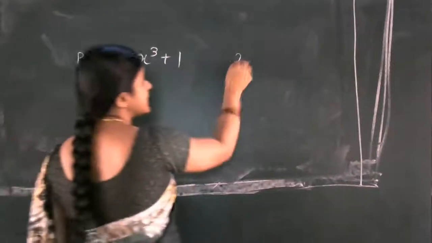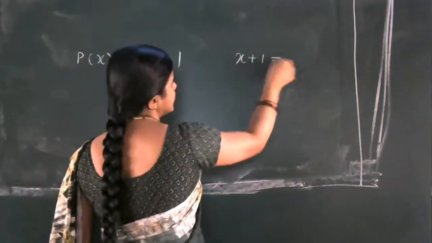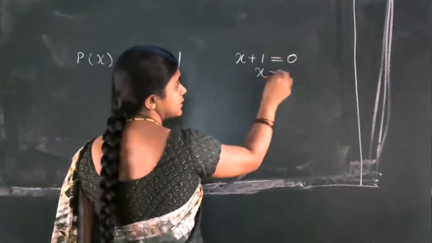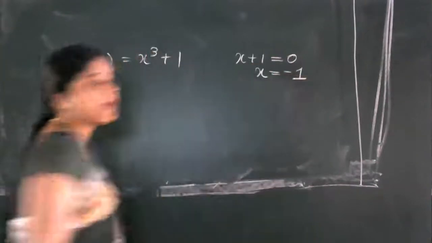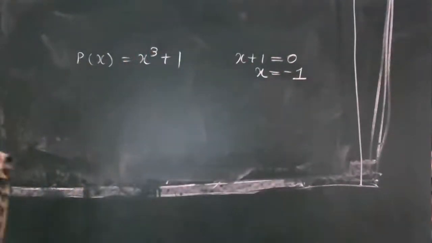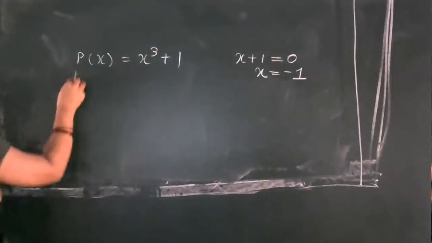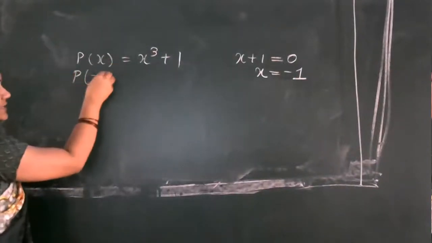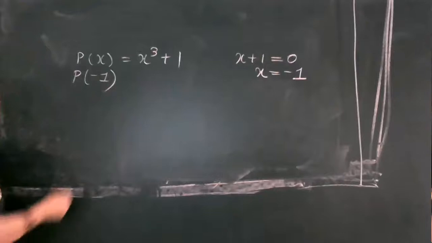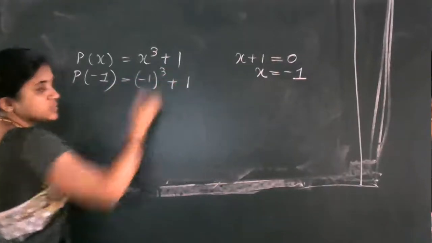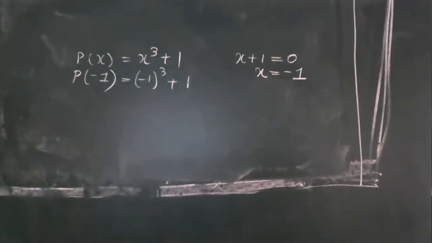Then the divisor is x plus 1. What is the 0 of x plus 1? That is, x plus 1 is equal to 0. Then x is equal to minus 1. Minus 1 is the 0 of x plus 1. So now what we have to do? We have to substitute in place of x, that is minus 1. P of minus 1 is equal to minus 1 cube plus 1.